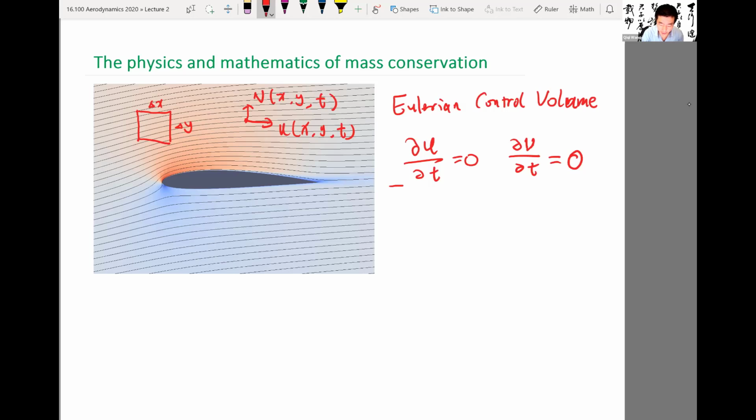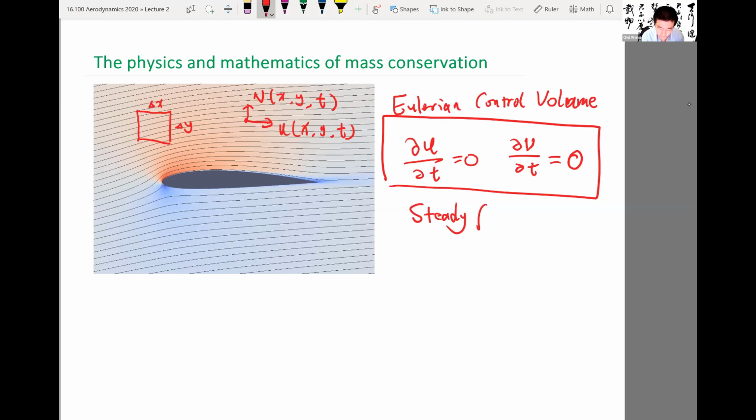So if I have these, it's called a steady state, a steady flow. So if I have steady flow, then I can really get rid of the variable t in this equation because my flow field does not change as a function of t, right? Okay, so if we are fixing a Eulerian control volume and assuming steady flow, then let's write down what the mass conservation equation is.